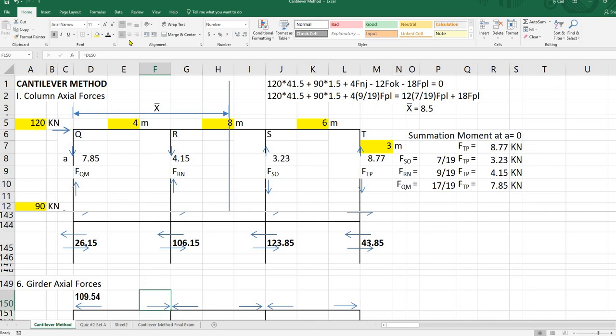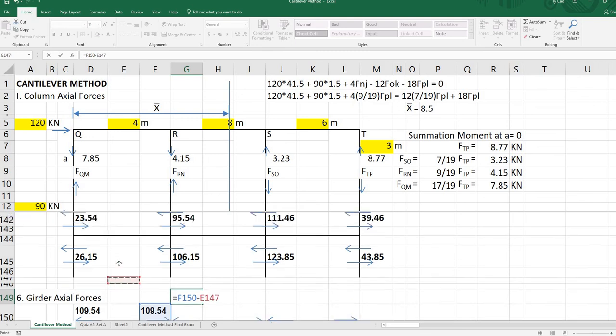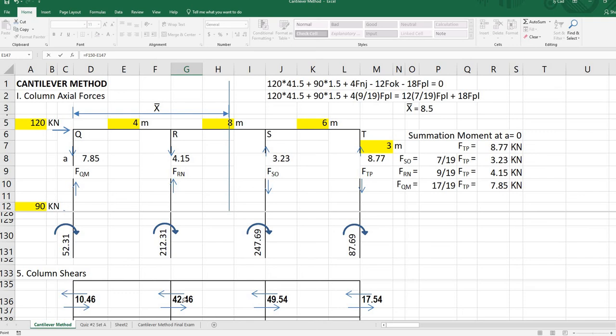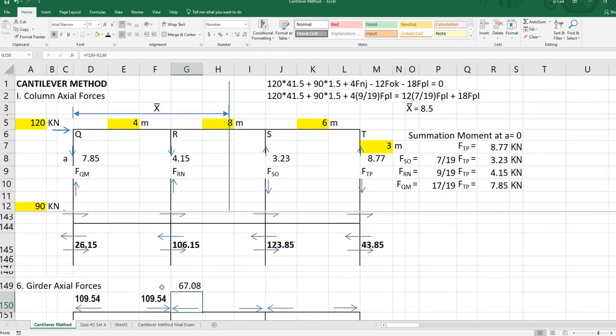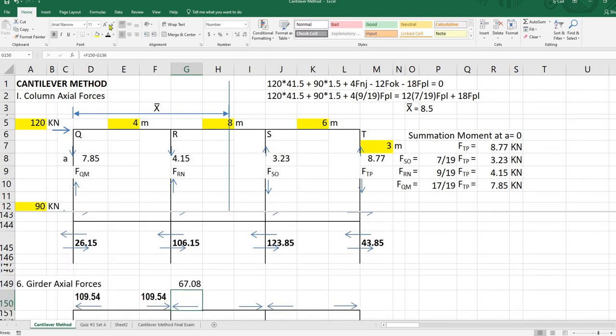Next, yung kabila, this is simply equal to this. Ayan, ano? And then, ito naman, summation forces equal to 0. So, this is equal to 109.54, positive siya. Tapos, minus yung column shear na dito, 42.46. Minus in the sense that it is acting leftwards. So 67.08. So let me unhide. Ayan. And this is 67.08.